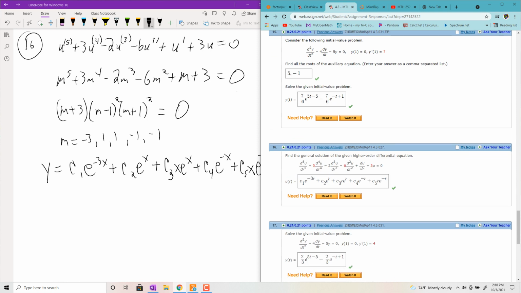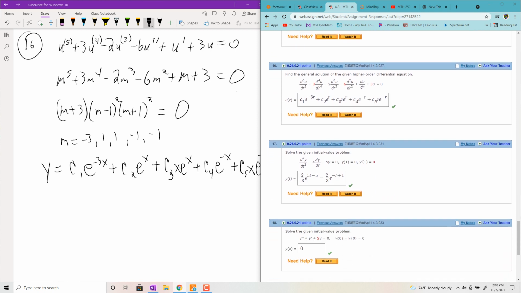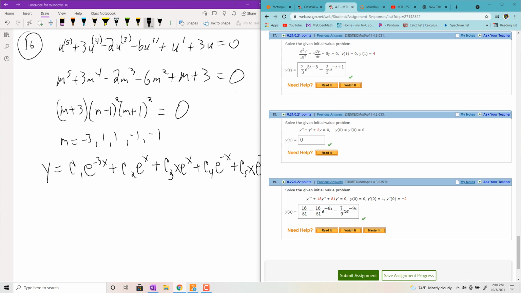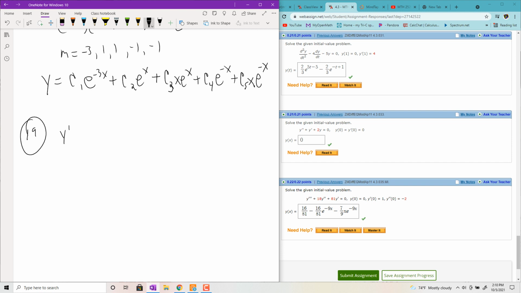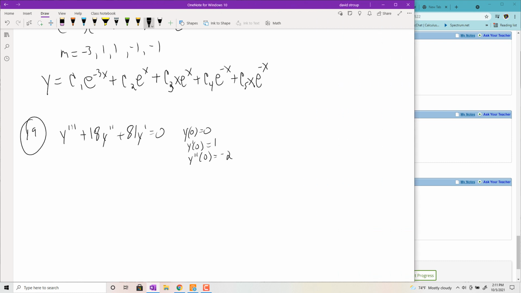Sure, let's do one of these initial condition problems. Number 19 maybe looks kind of nasty. So y triple prime plus 18y double prime plus 81y prime is 0. Initial conditions: y of 0 is 0, y prime of 0 is 1, and y double prime of 0 is -2. Yeah, I apologize on behalf of the computer for all these nasty answers. They just do not care.